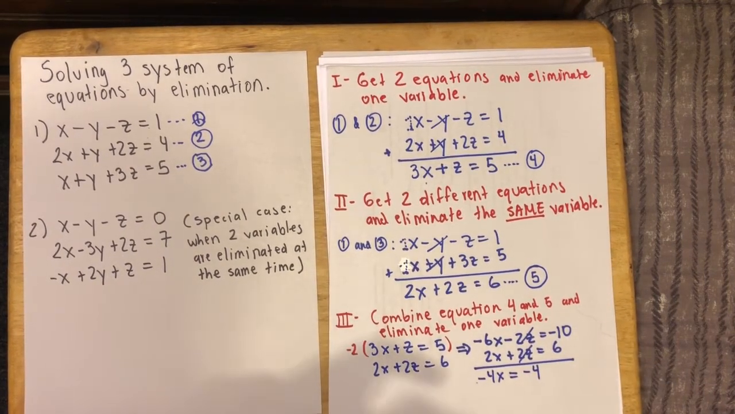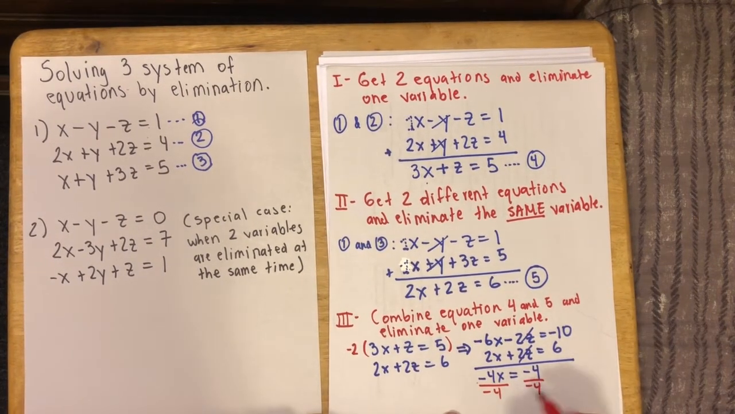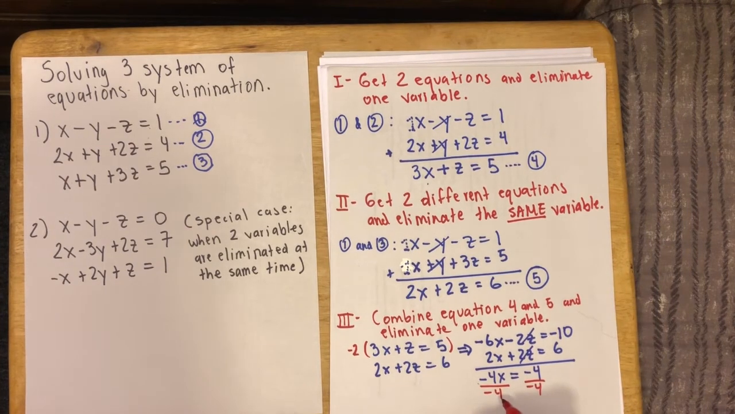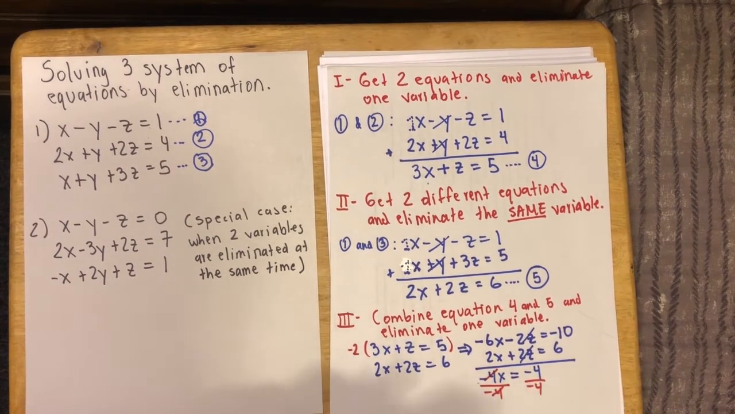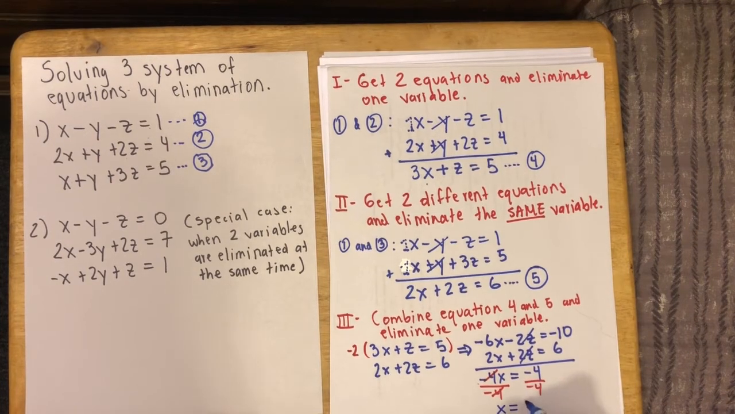And then to solve for x, all I have to do here is divide by negative 4, both sides. Not by positive 4, okay? It's by negative 4. So that way this negative 4 cancels, and we already solved for one of the variables. Negative 4 divided by negative 4 will give me positive 1. Remember, negative divided by negative is a positive.